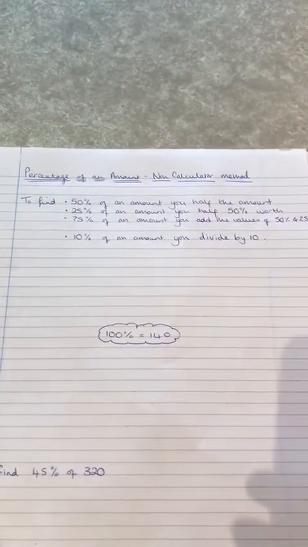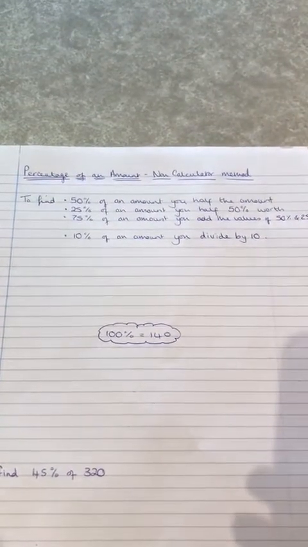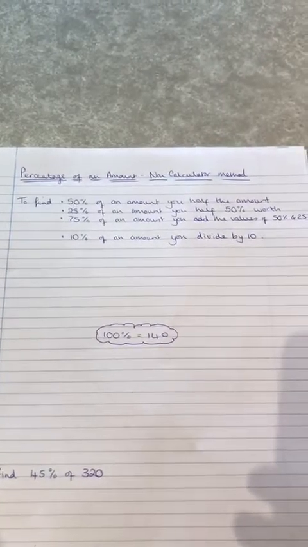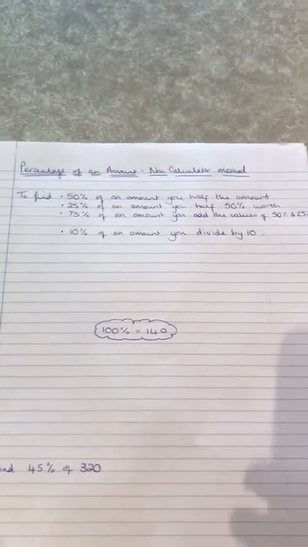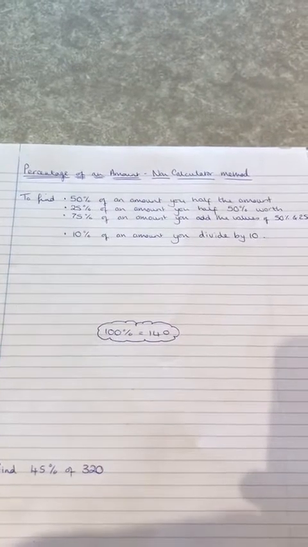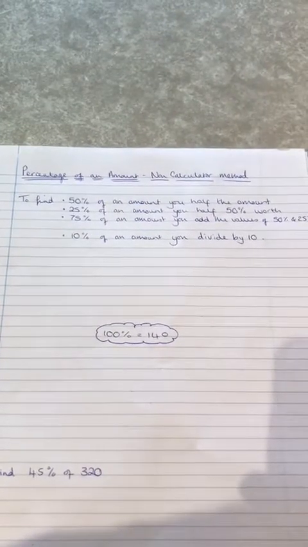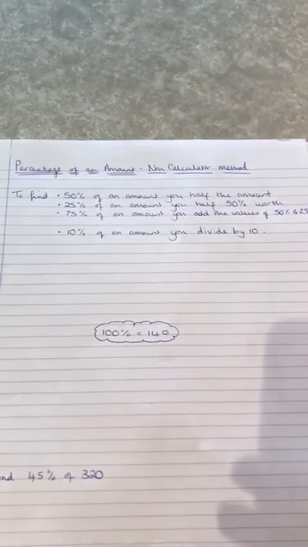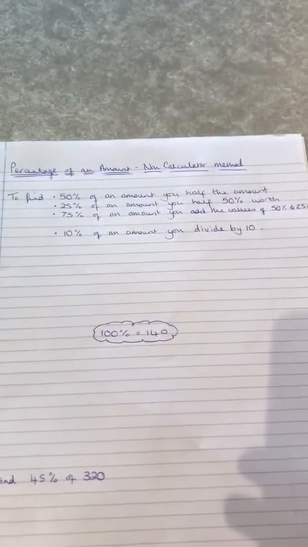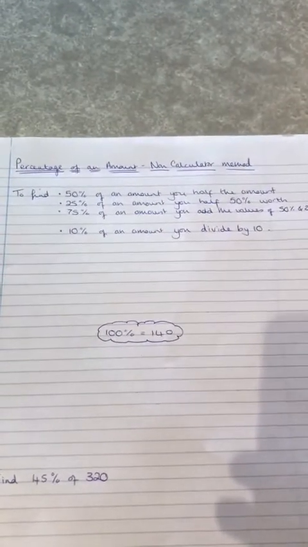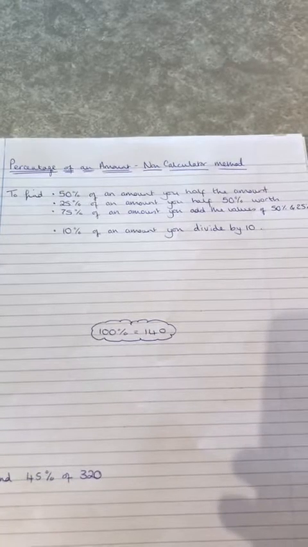Hi, in this lesson we're going to look at finding a percentage of an amount, but the non-calculator method. Now there's some key percentages that we're going to start with because these are very useful to help find other percentages. So if you want to find 50% of something, then all you need to do is half the amount.